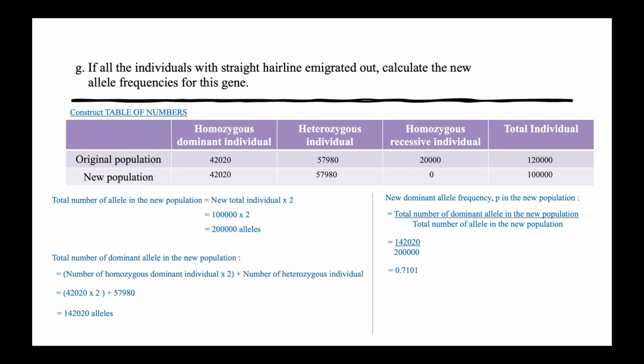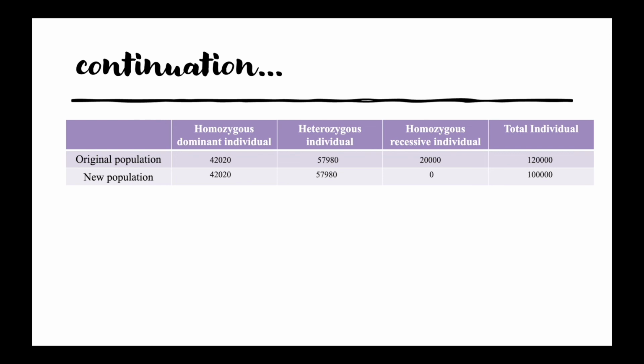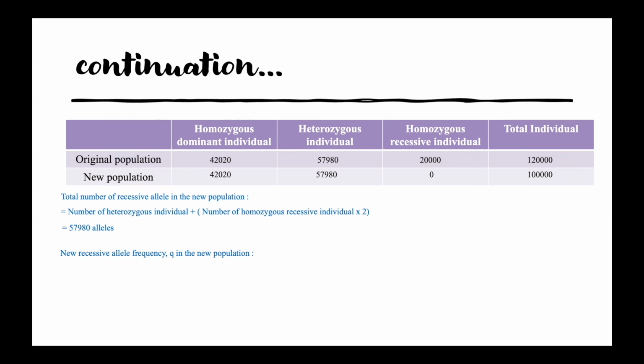Since this is the situation where the population is no longer in equilibrium, remember to never use p plus q is equal to 1 to find the frequency of the recessive allele, q. To find the frequency of recessive allele, q, we first find the total number of recessive alleles in the new population. To do this, we look at heterozygous individuals and homozygous recessive individuals. Each heterozygous individual carries only one recessive allele. However, each homozygous recessive individual carries 2 copies of the recessive allele. Since there are no more homozygous recessive individuals left in the new population, the total number of recessive alleles in the new population is the same as the number of heterozygous individuals, which is 57,980 alleles.